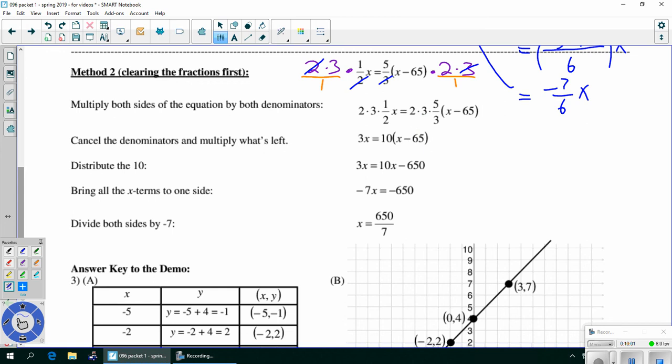One common mistake I'll point out. Let me go to this next line here. I'm going to cross off this 3 and this 3, and I'll focus on what's left here. Some students want to take the 2 and give it to the 5 to make a 10, which we did, but also give it to the parentheses, like give it to the x and give it to the 65. And that's no good. Once the 2 smushes into the 5 to make 10, the 2 is used up.